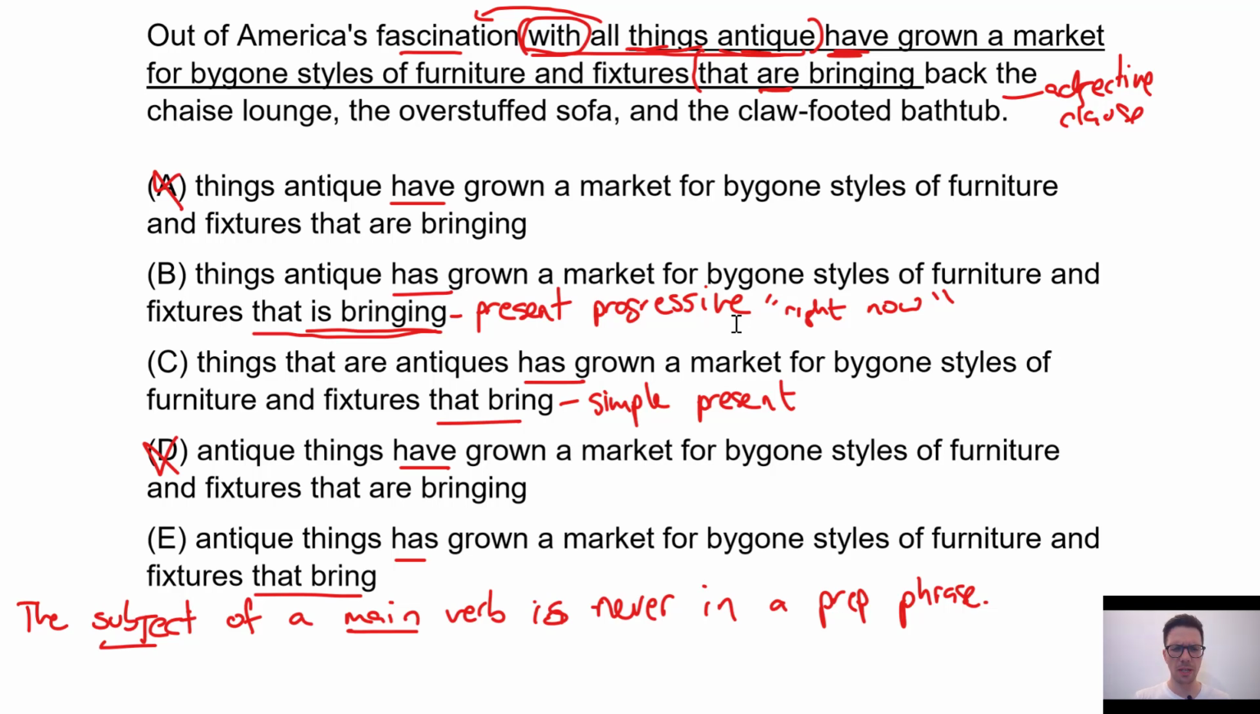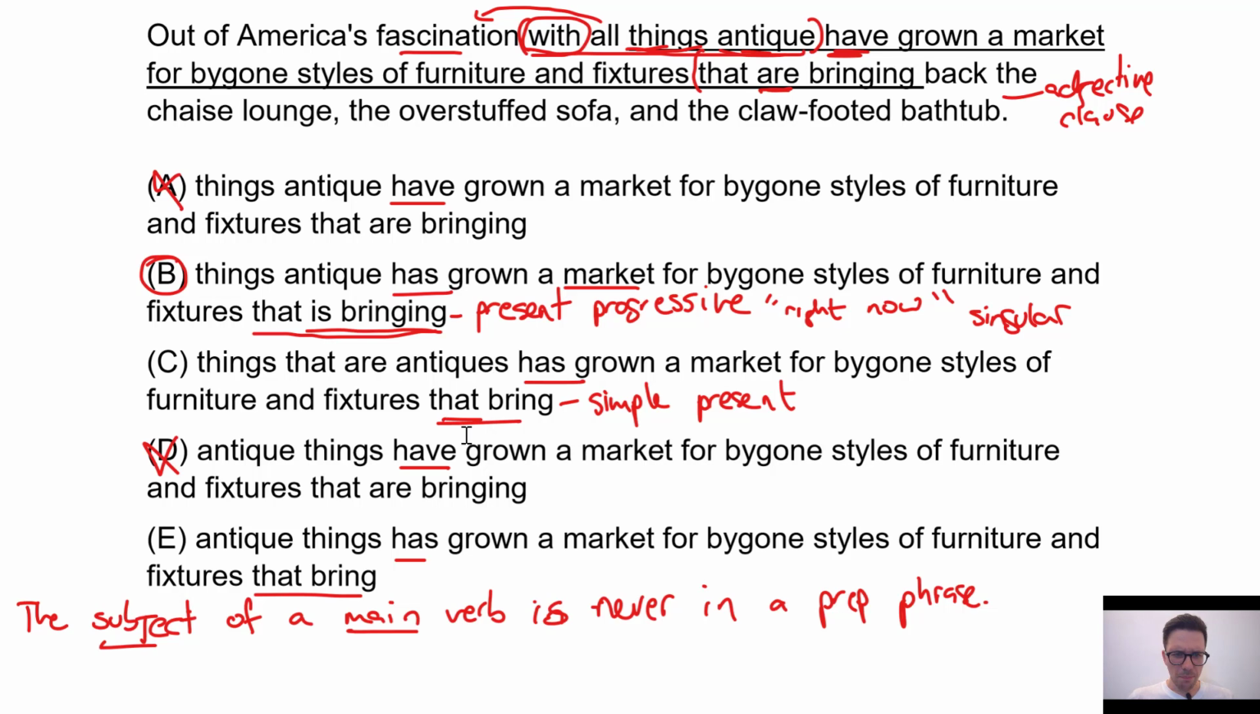It goes together much better. That's the main reason, or one of the very good reasons to pick B. Now, we can also get into what's the subject of the verb, right? Because is bringing is singular, right? And it's clearly talking about the market. So it's the market that is bringing.